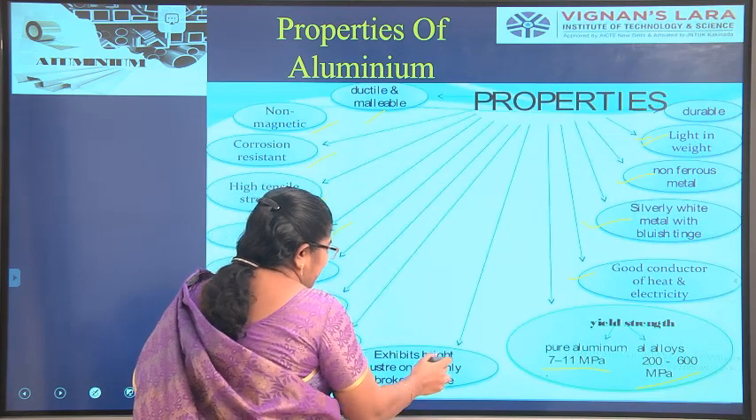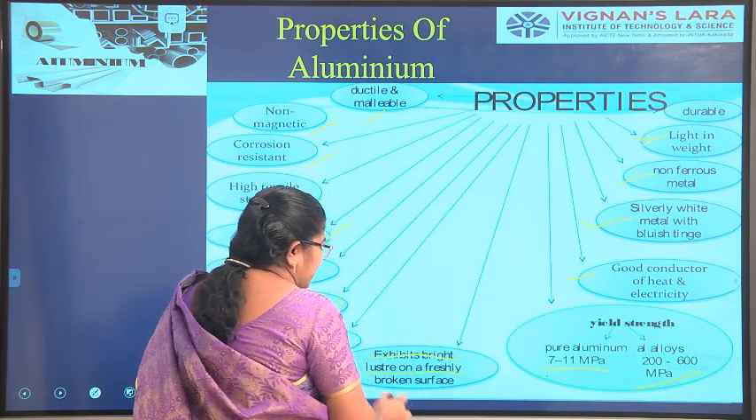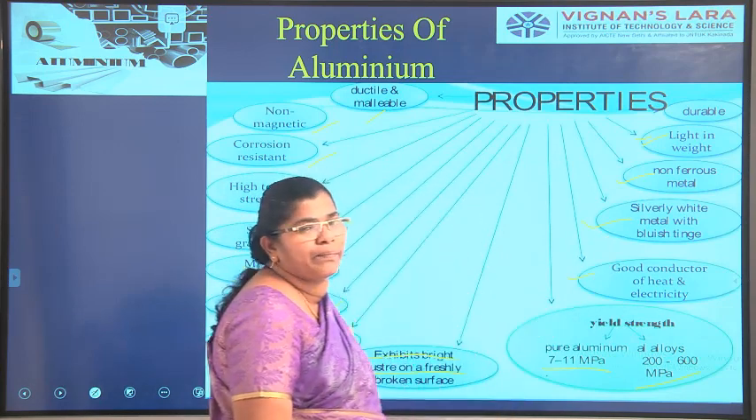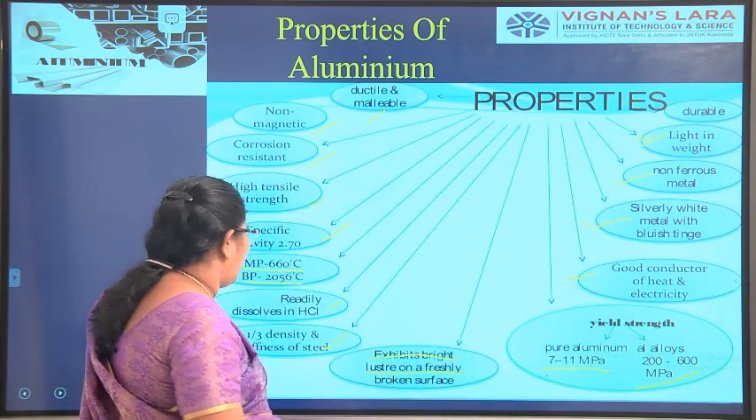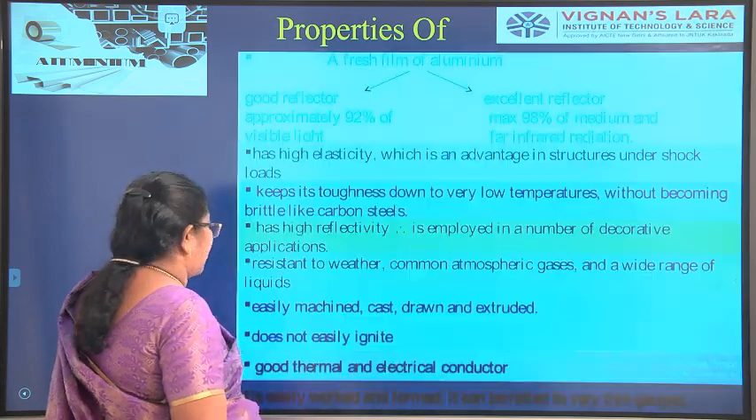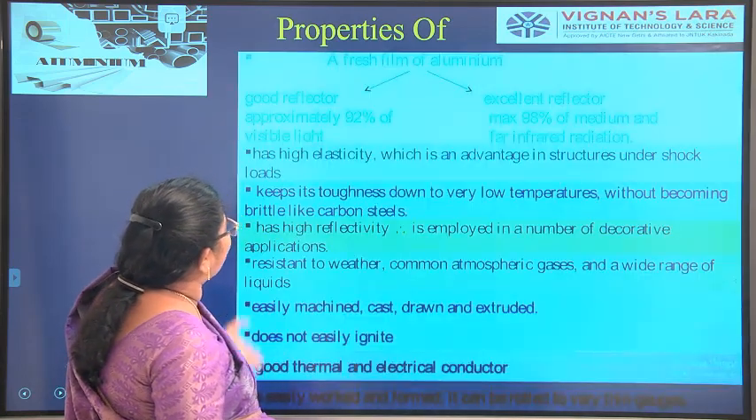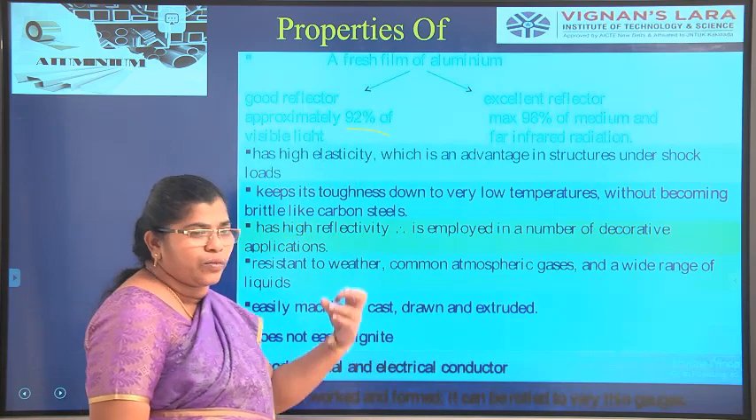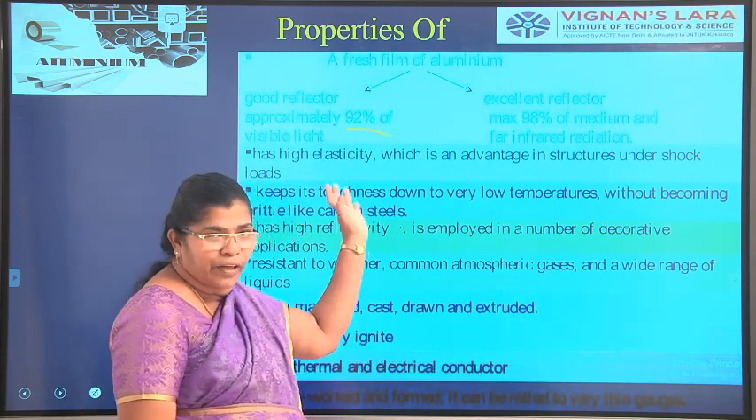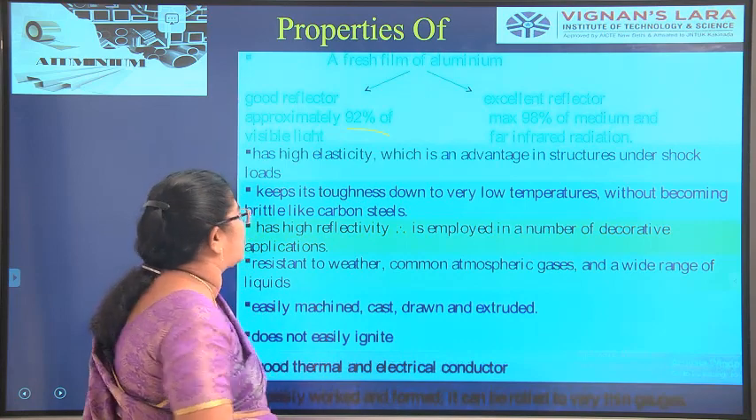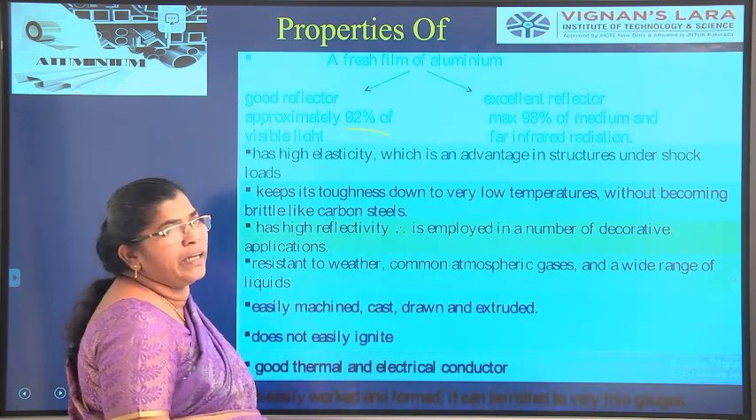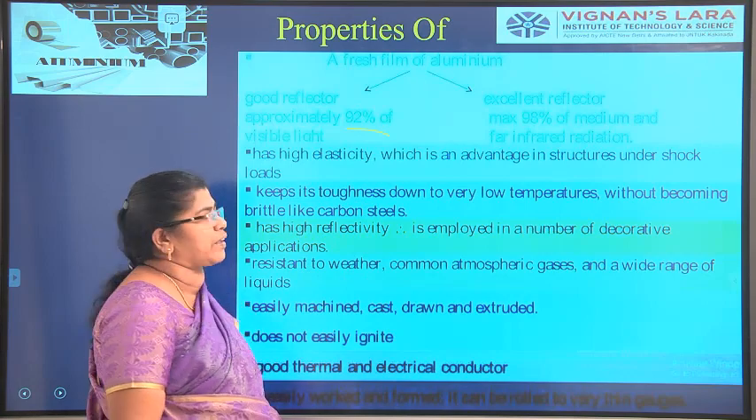It exhibits bright luster on a freshly broken surface. I told you, because of its silvery white metal with a bluish tinge, it is giving a very good look. Also it is a very good reflector. Approximately 92% of the sunlight it receives, it will reflect back. It won't allow it to pass through. And it is also an excellent reflector of 98% of medium and infrared radiations.